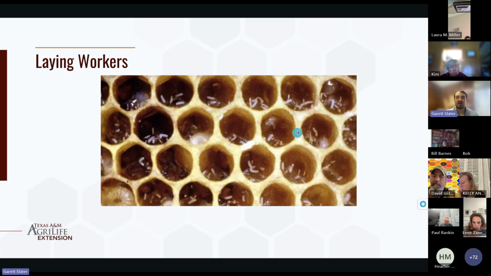And so if you see a situation like this, that's a sign that there's a laying worker and some workers in the colony have begun to lay eggs. But like I said, all these eggs will become males, and I think it's just one way for the colony to still pass their genetics to the next generation, even though the colony will likely crash at some point.